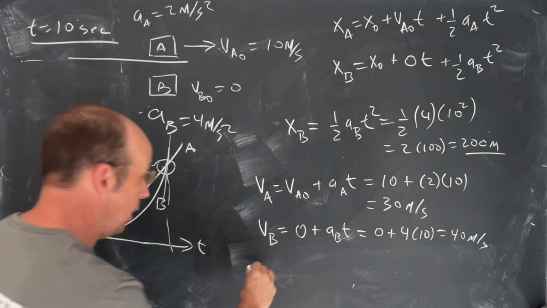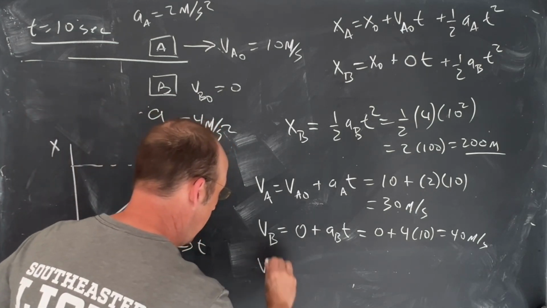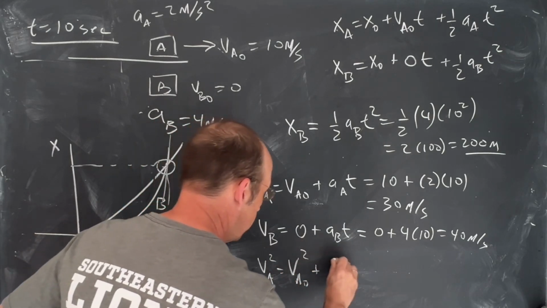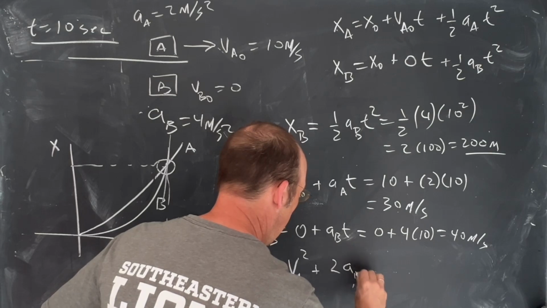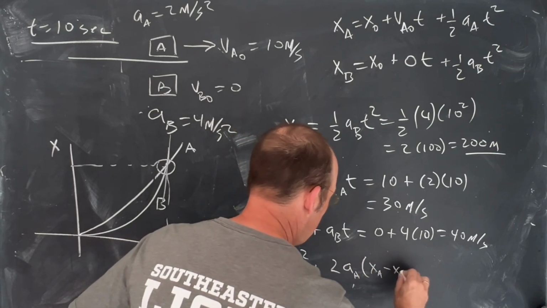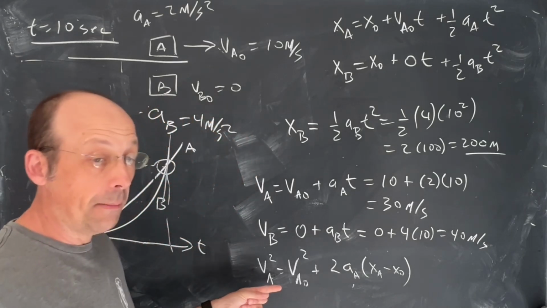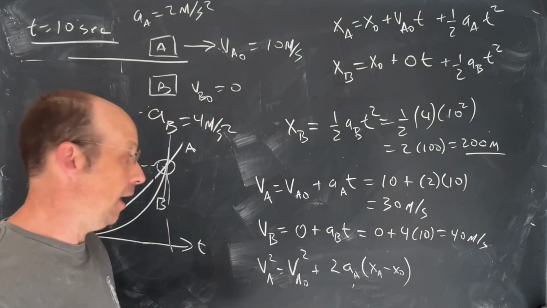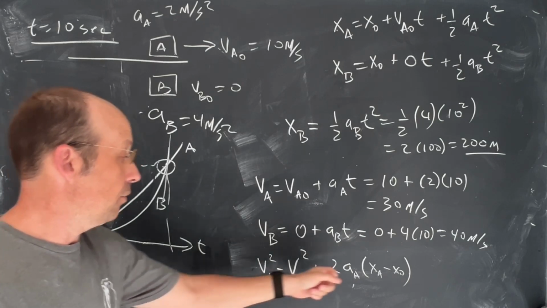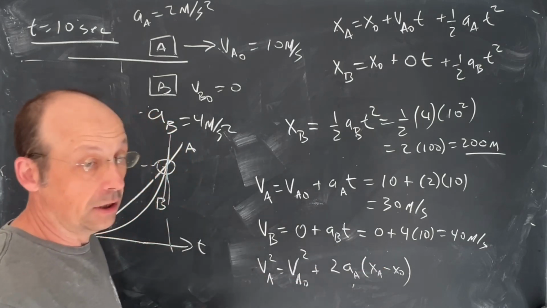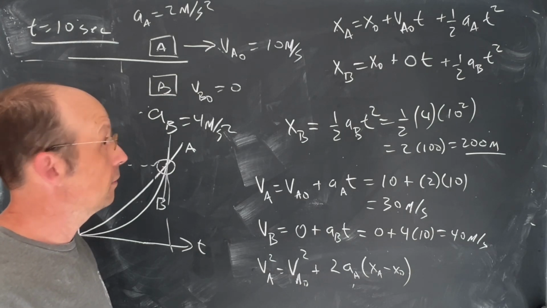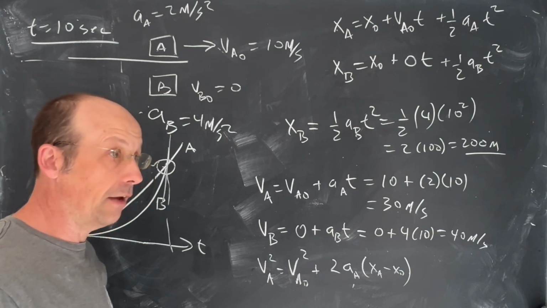Now, what if you didn't like that method? You could actually use the other kinematic equation, VA squared equals VA0 squared plus 2AA times XA minus X0. This is that other kinematic equation that does not have time. So you can plug in your value for your initial velocity, your acceleration, your change in position, and you could do it this way too. You should get the same thing. Okay, so there you go. Physics problem, real life physics problem.